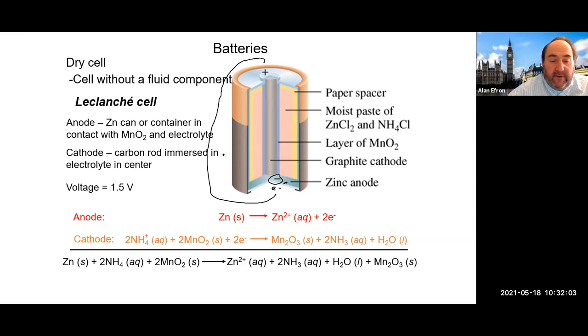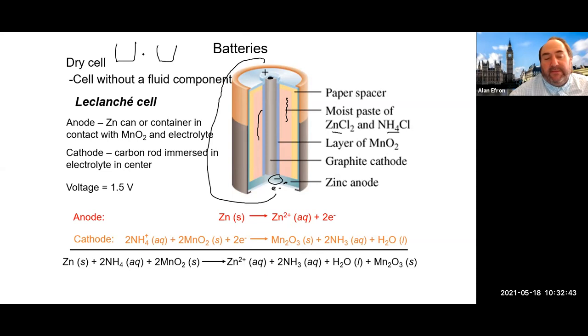And it goes to our cathode, which is this carbon rod in the middle of the battery. Inside, it's in contact with MnO2 and an electrolyte. So it has a paste of some electrolytes here. Electrolytes are guys that break apart and produce ions. This paste acts like a salt bridge, making sure, again, that we don't get too much of a buildup of positive or negative charge on one side or the other, as we talked about in a traditional galvanic cell.